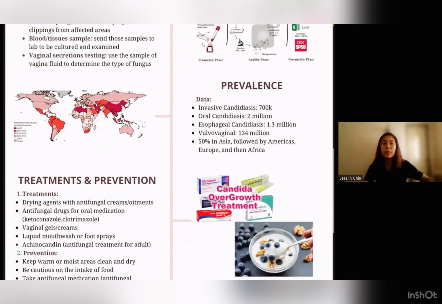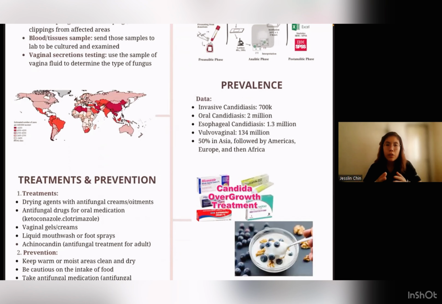And let's take a look at the prevalence. You can see from here, you can compare the data from each of these different types of candidiasis and clearly see that vulvovaginal candidiasis has the highest number of cases. And in terms of regions, Asia takes up the highest percentage of people diagnosed with candidiasis, which is 50%. Generally speaking, the increase in cases of candidiasis is thought to be because of the use of wide-spectrum antibiotics and immunosuppressant agents.